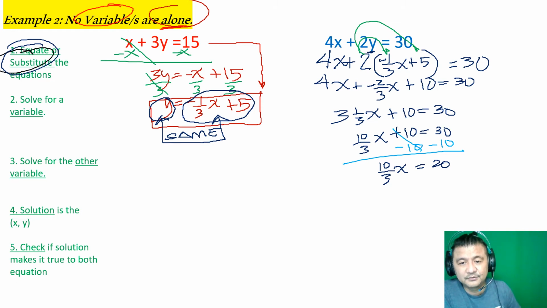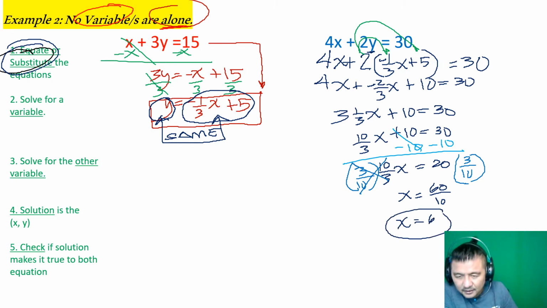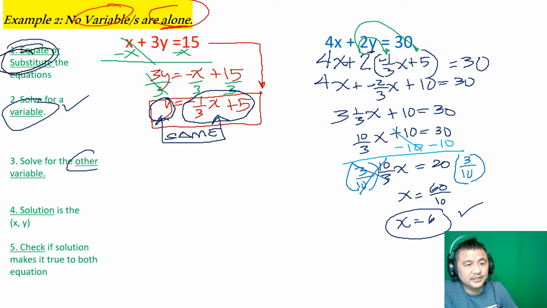How do you get rid of a fraction? A number times a fraction, multiply by the reciprocal. So that becomes 3 over 10. Guess what? That cancels, that cancels. So I also multiply this by 3 over 10. So therefore, x is equal to, this is like 60 over 10. x is equal to 6. Finally, we got a value for x. Okay, but Ram, we still need the y. Okay, we got one variable. Check. We will now get the other variable.